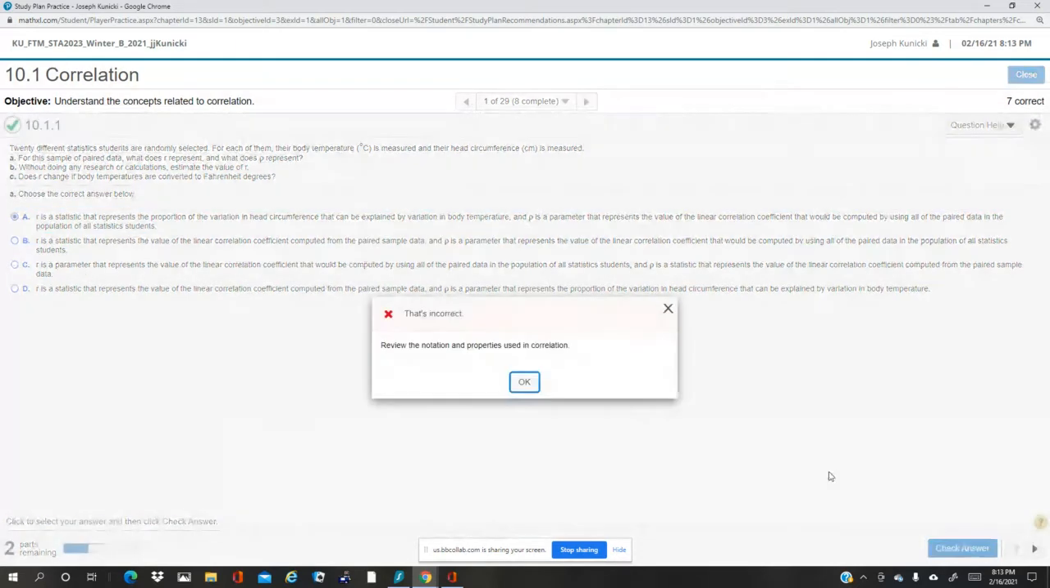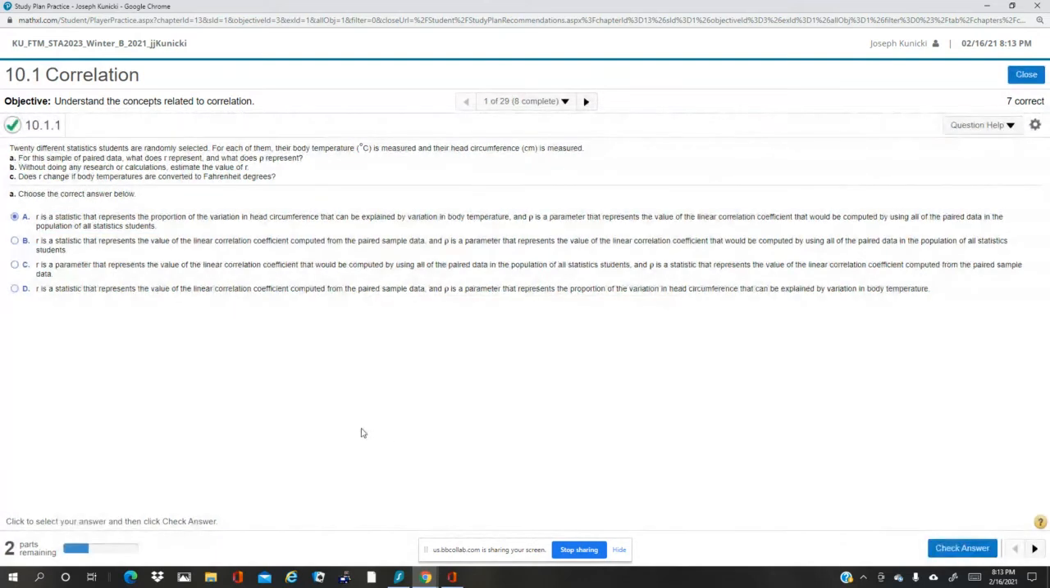I read it kind of fast, but see, what's wrong with A? Why wasn't it correct? r is a statistic that represents the proportion of variation in head circumference that can be explained by the variation in body temperature. And rho is a parameter that represents the value of the linear correlation that would be computed by using all of the paired data. Let's see, B. r is a statistic that represents the value of the linear correlation computed by the paired sample data, and rho is a parameter that represents the value that would be computed. Yeah, I guess it's B. Let's see if that's right.